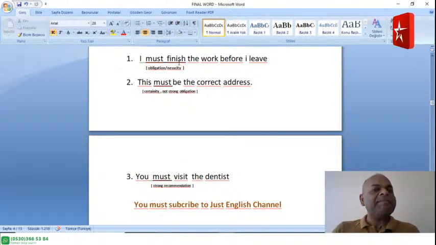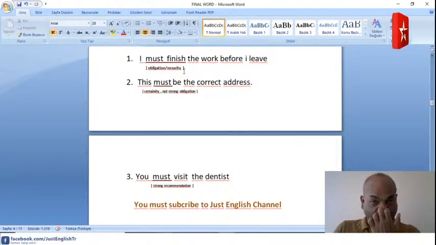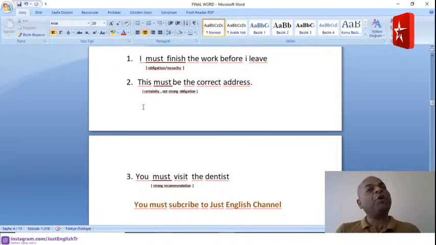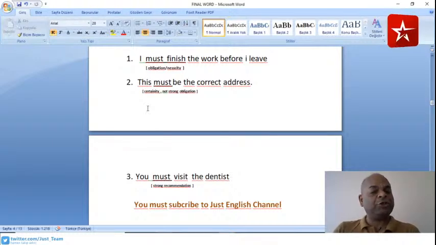Number 1, I must finish the work before I leave. Now that is an obligation and a necessity. Remember, I must finish, so it's an obligation. Must is used for an obligation, whereas have to can go with a certainty. We are going to learn about that later.